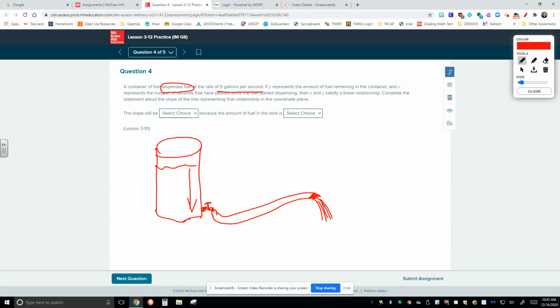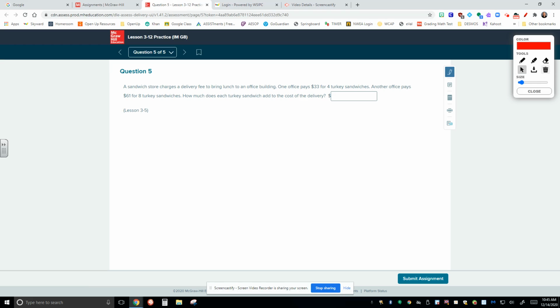So when we're talking about this, maybe we're filling up a big gas truck and how quickly that truck is getting filled up. There's a lot of pieces that we can talk about with this. But we have to recognize something: the slope will be what? Increasing or positive or negative? What I want you to think about is the amount of fuel in the tank is doing what? If it's decreasing, what does that mean the slope is also doing?